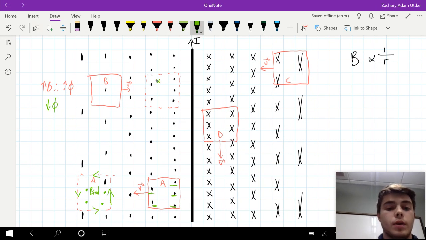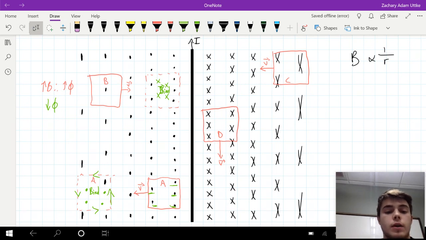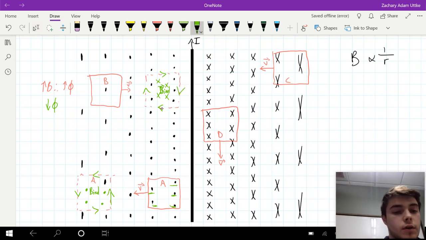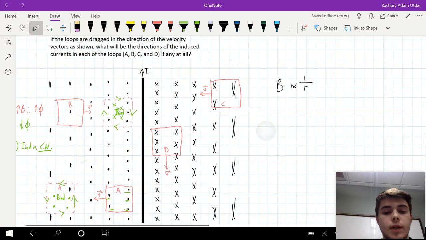So to oppose the change in flux, we're going to add magnetic field in the opposite direction of the already there magnetic field. So this is B induced. Okay, and again, using your right hand rule, your fingers go into the page, and we can see that our thumb is going to wrap around like this. So for part B, I induced is clockwise.